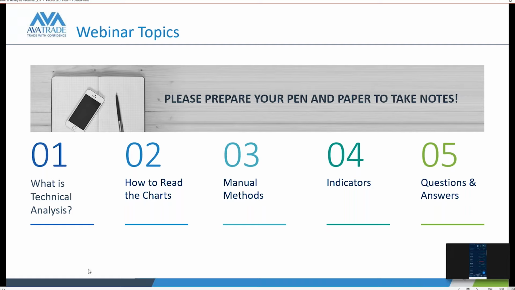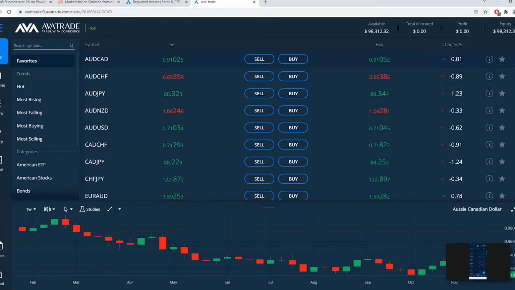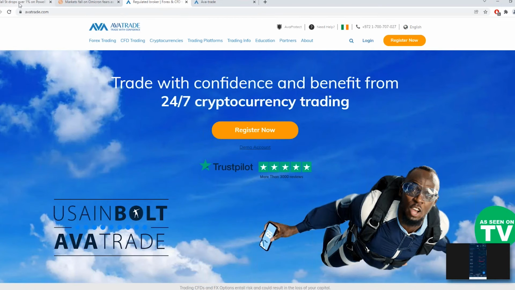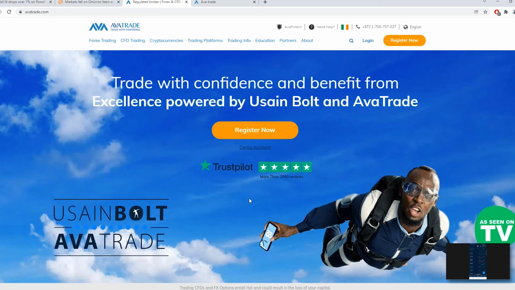Now, this is the web trader platform, and we'll be on that platform soon. You log into it from here on our main website. And we'll also jump on the app, which you can see in my lower right-hand corner. I'm mirroring my phone, and we will take a look at that as well soon.